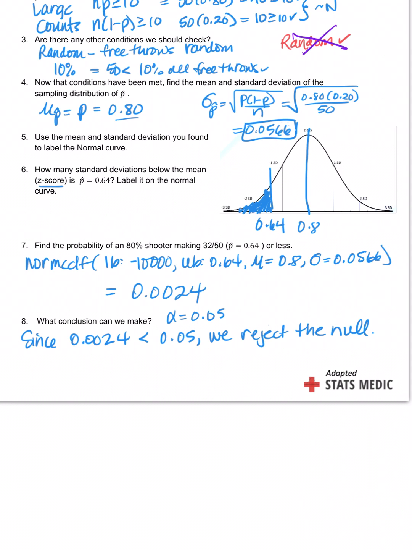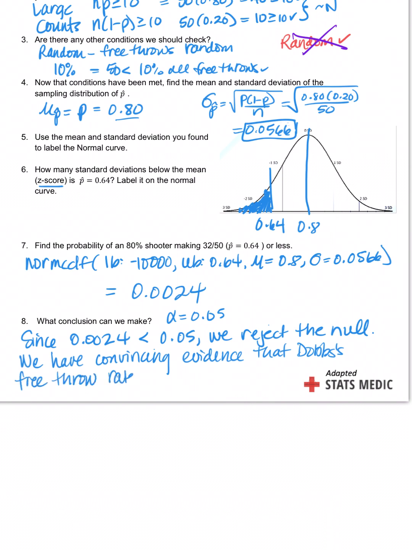So you would say, we have convincing evidence that Dobbs's free throw rate is less than 80%. We can't say for sure what it is, but we know it's less than 80%.